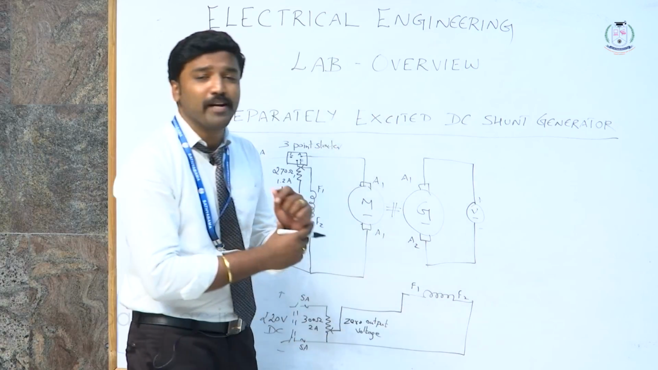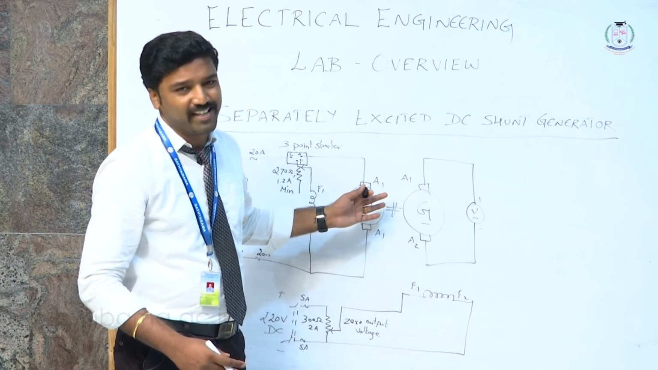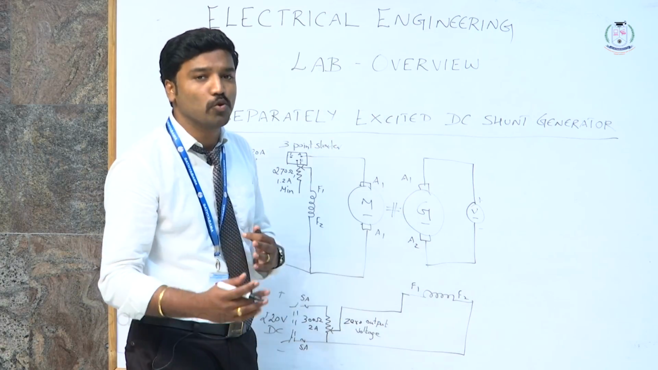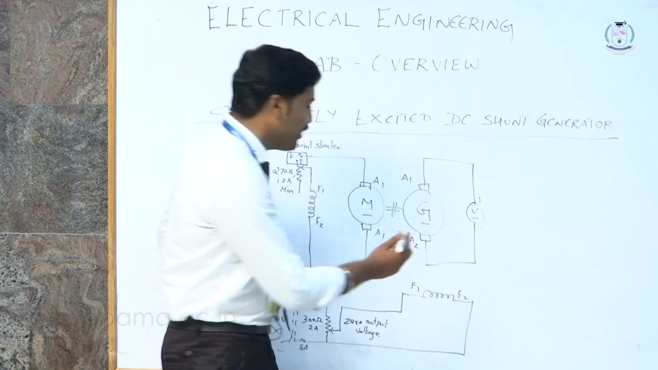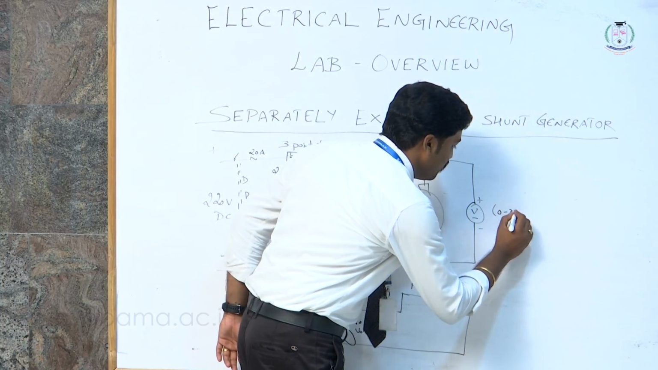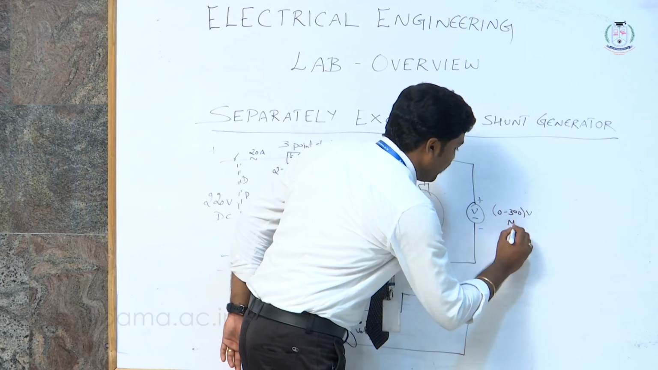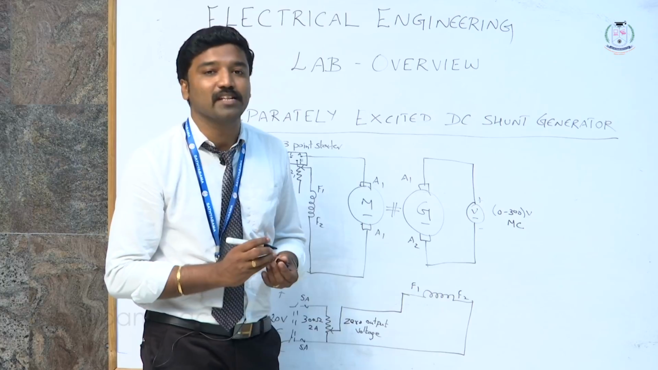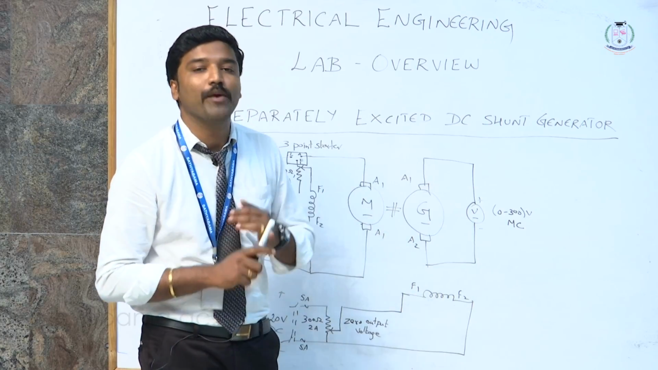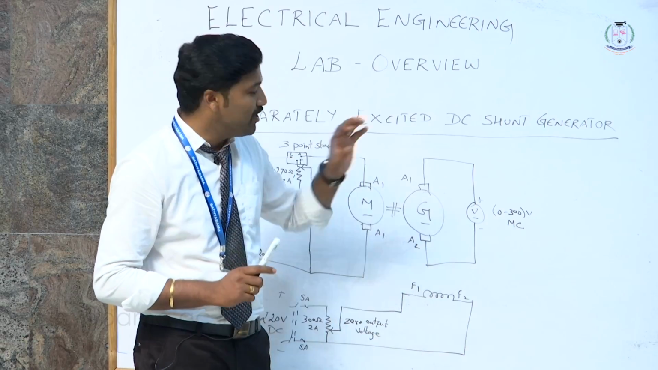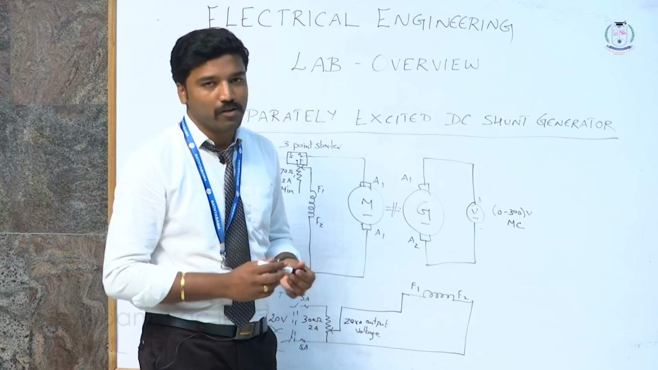What is the range of the voltmeter we can choose? Nothing but your rated voltage. The rated voltage of your generator is 220, so we are supposed to choose a meter range of more than 220. So let me take 0 to 300 volt. The type is MC. MC is nothing but a moving coil type meter. Two types of meters are available: one is moving coil type, the other is moving iron type. Always the DC meters are preferred with moving coil type.